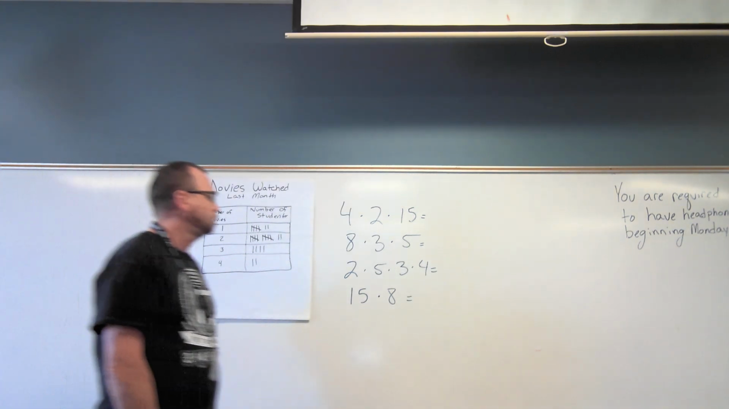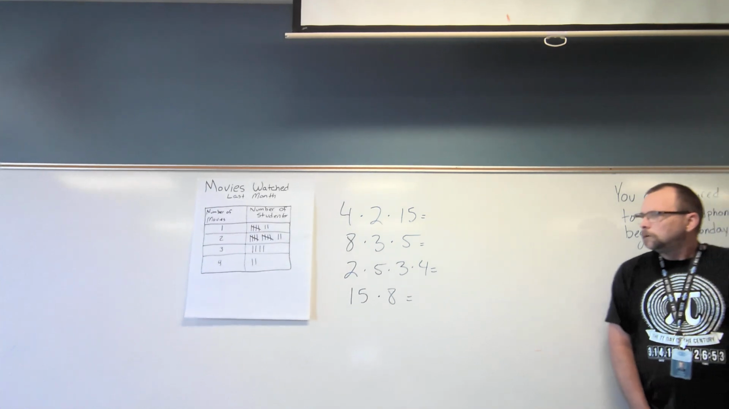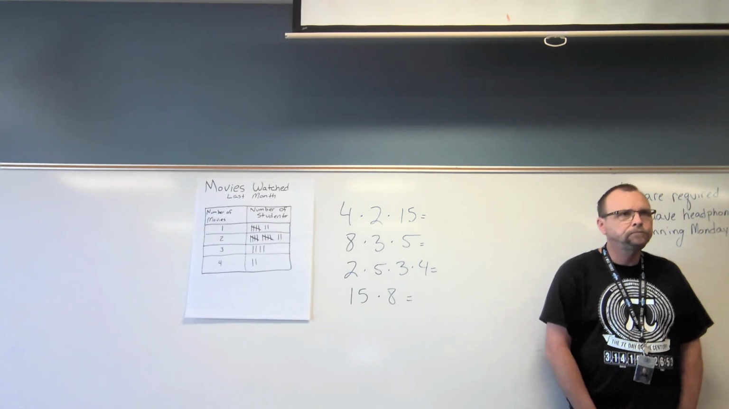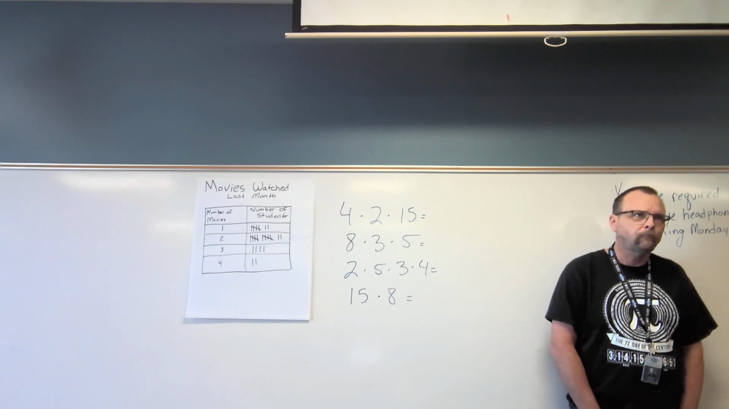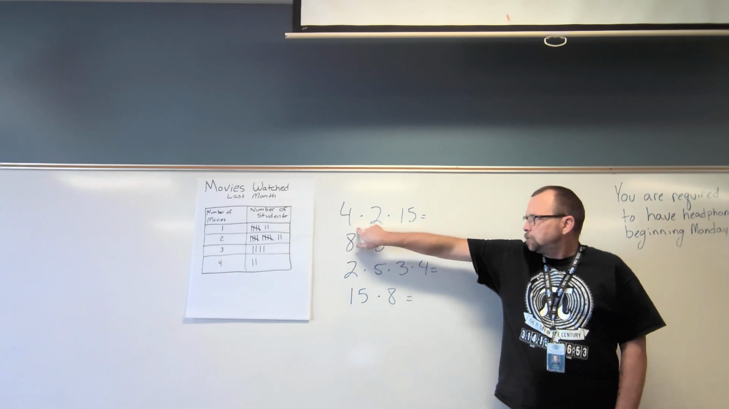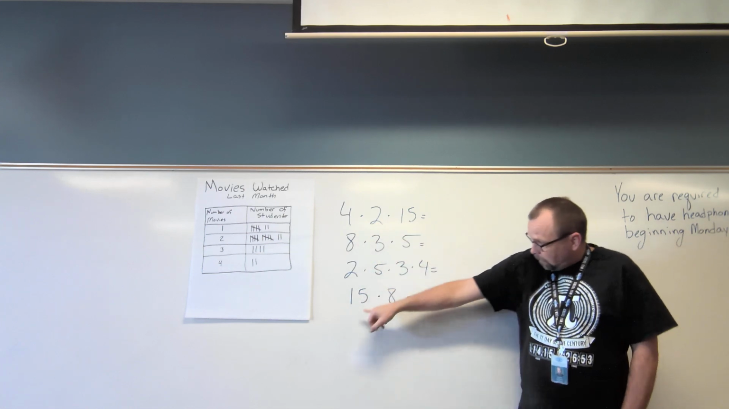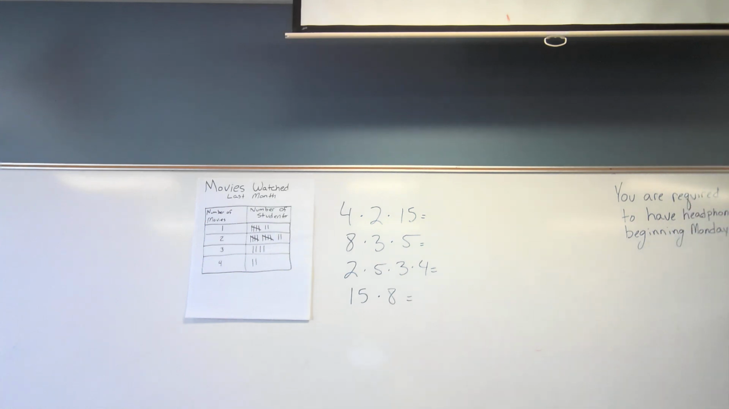Explain that more to me here. Because when you're doing multiplication and you have more than one thing, you work from left to right. So you do 4 times 2 and that equals 8, and then you have 8 times 15, and the last one is 15 times 8. All right, so they did 4 times 2 is 8, 8 times 15, 15 times 8. Good. Any other observations?